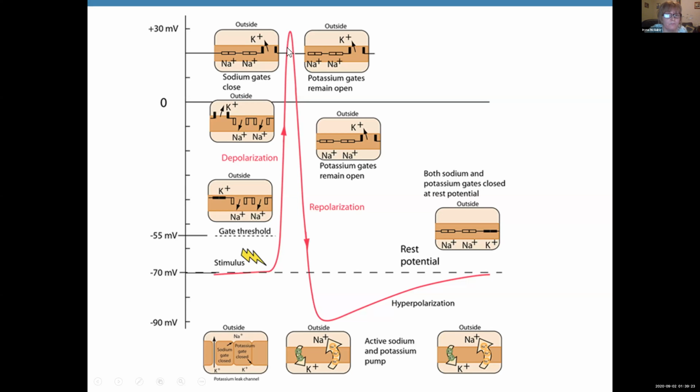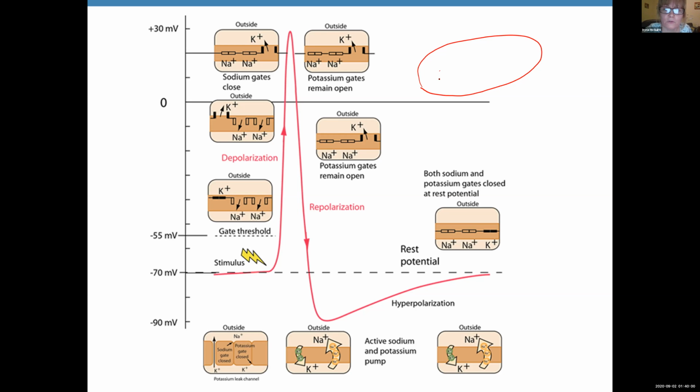Now, somewhere at the peak of this depolarization, sodium channels are now closed and potassium stays open. So now we start losing potassium. We were gaining positive charges, so we became positive. Now we're losing positive charges, so we're going back to our minus 70, right? So sodium is closed, potassium is still open. Now we're losing potassium, so we're repolarizing, right? So what happened over here?